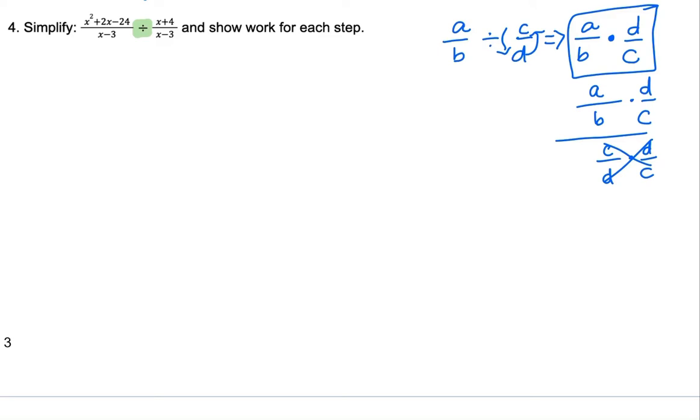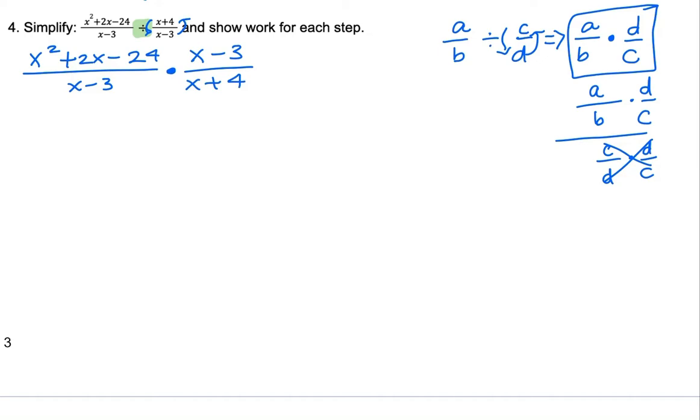So if I want to do this, I'll have x squared plus 2x minus 24 over x minus 3. But now this gets flipped. So I'm going to make it into a multiplication problem with the x minus 3 now on top and the x plus 4 in the bottom. Okay, so now division turned into multiplication.